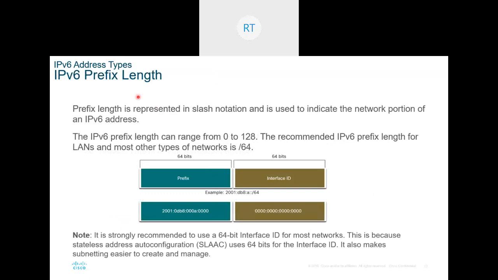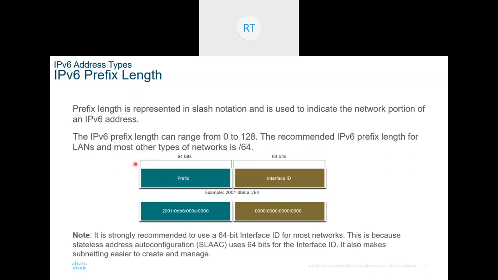Now, when we talked about IP version 4, we said there are two parts of an address, the network part and the host part. The same thing happens in IP version 6. We have the network part, but the network part is known as the prefix. And then you have the host part. That host part is called the interface ID.